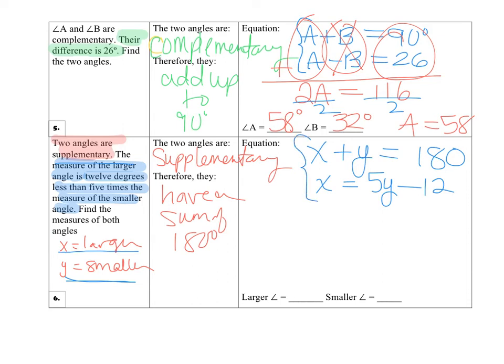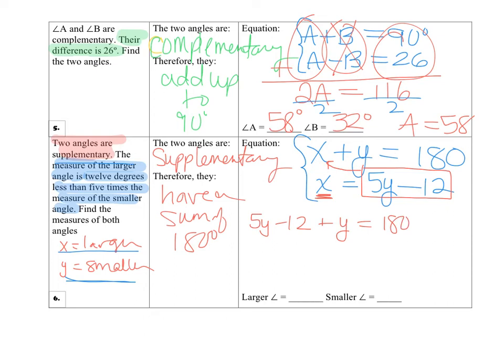This time, we are perfectly set up to do substitution. Substitution says that you want to get one equation where one variable is alone, and we have that. We have our variable of x alone right here. We're going to substitute what x equals into the other equation. So we're going to substitute it right there. So we're going to take 5y minus 12, substituting it in for that x, then it's plus y equals 180.